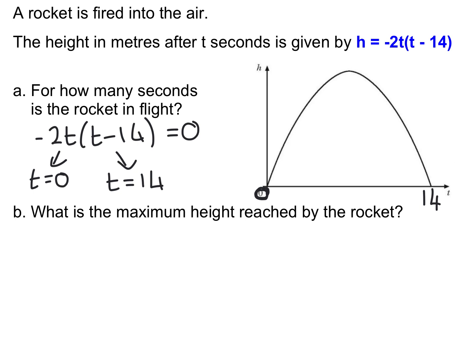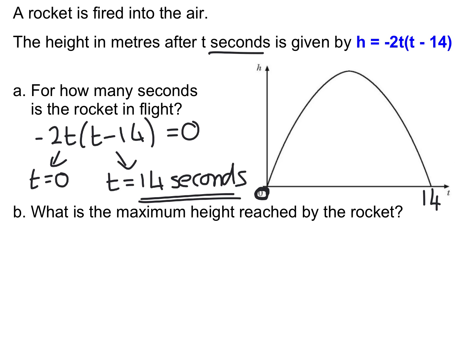So to answer the question for part A, how long is the rocket in flight? Well, it sets off at a time of 0, lands at a time of 14, so it is in flight for 14 seconds. And I know it's seconds because it's said up here in the question, the height in metres after t seconds.